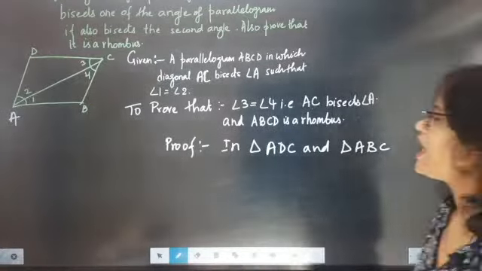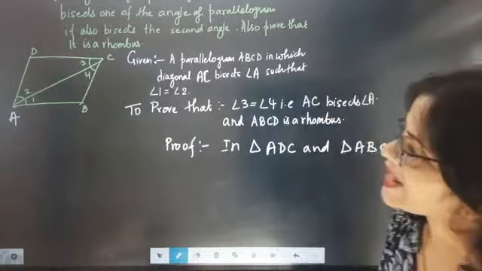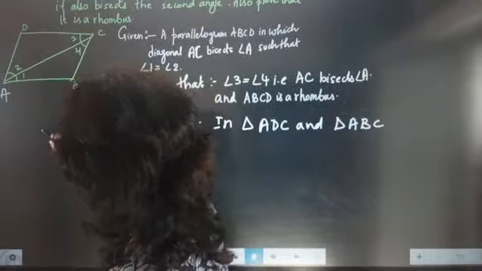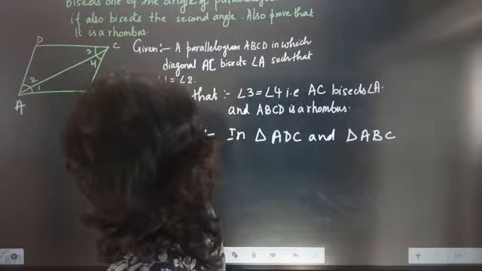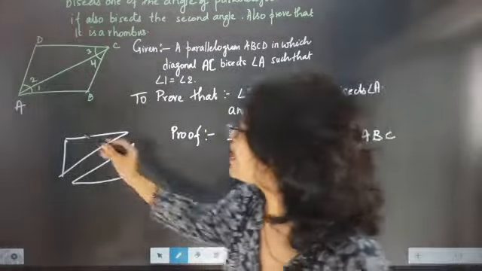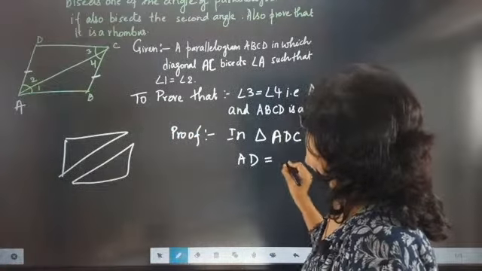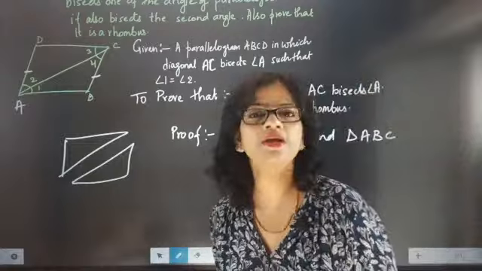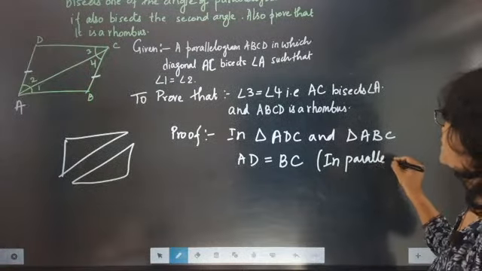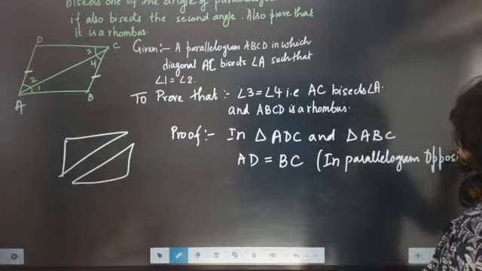The first thing is that I will use the property of parallelogram, because I already know that ABCD is a parallelogram. So one by one, I am going to take these triangles separately, ADC and ABC. Shall we say that AD will be equal to BC? So first we write AD equals BC. Why? Because in a parallelogram, opposite sides are equal and parallel.